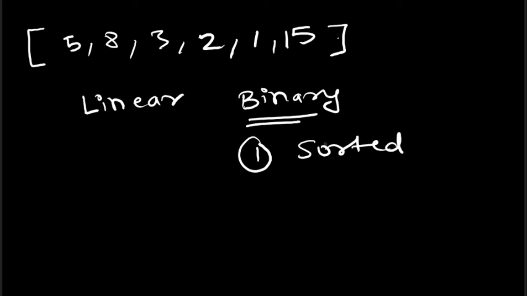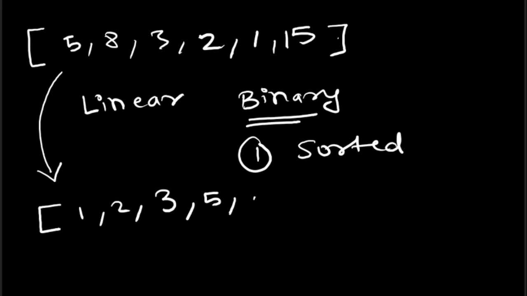Means each of the elements should be arranged in such a way that it is either increasing or decreasing. Here 5 is less than 8, 8 is greater than 3, so we are getting a mismatch. Either it has to be decreasing or increasing order. If we find the sorted list of this, we get 1, 2, 3, 5, 8 and 15. This is the sorted list on which we can then simply perform the binary search and easily find the element in log n time.